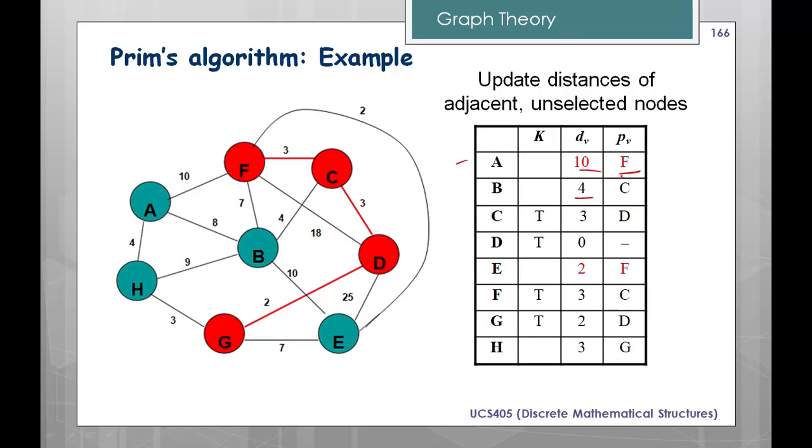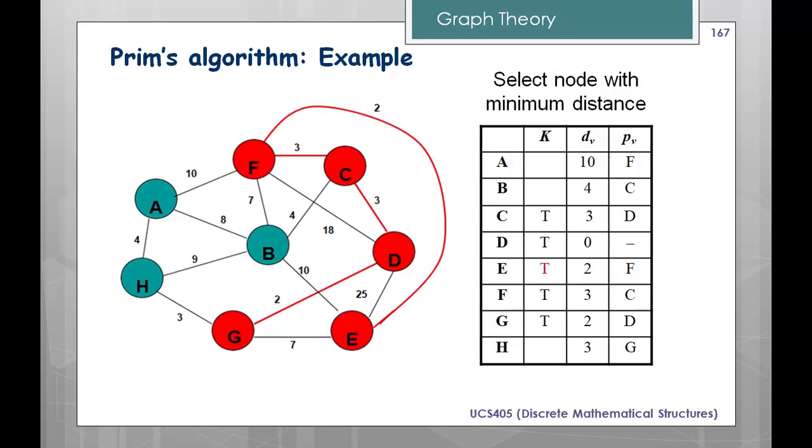Now A, B, E and H are unprocessed nodes. Out of these, which one are we going to select? E, because its weight is very small, that is 2. So we will process E, and this edge gets selected, 2. Now, which nodes are adjacent to E? Update those. A is not connected. B is connected but the weight is 10 and it was already 4C, so no change. And H, I don't think it's connected, right?